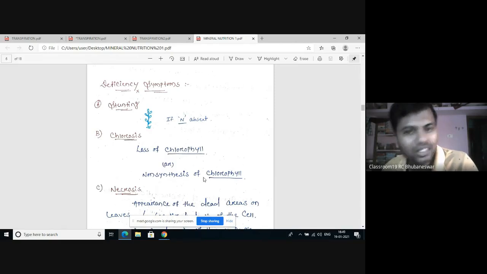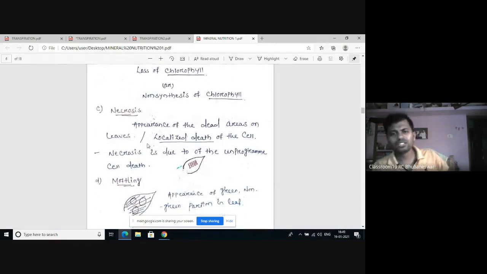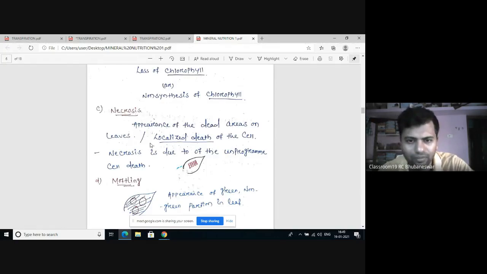Magnesium is present in the center. If magnesium loss occurs, chlorosis occurs. Nitrogen also forms an important part of the chlorophyll. If there is nitrogen deficiency, there is also loss of the chlorophyll, or chlorosis. Necrosis means localized death of the cells in our leaf. You might have seen some cracky area or some dead area in the leaf of atrobot trees or jackfruit, as well as in our citrus.